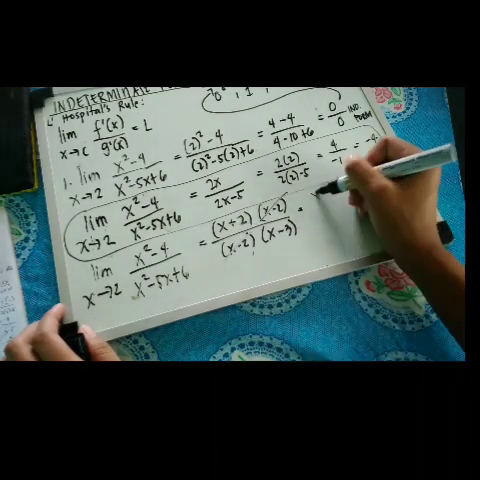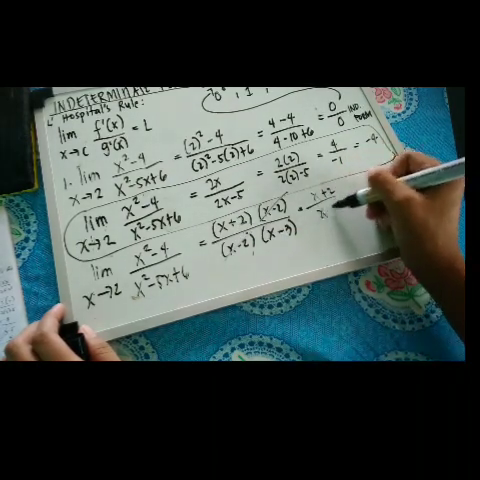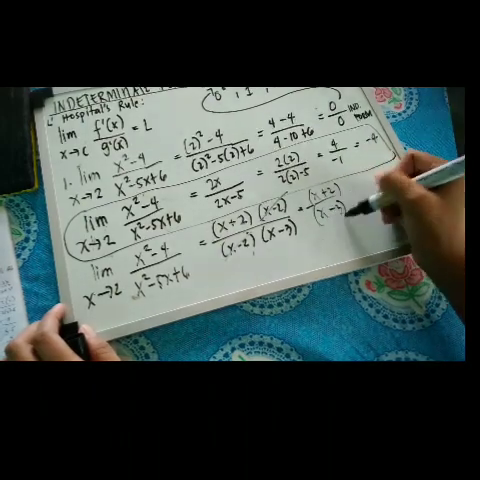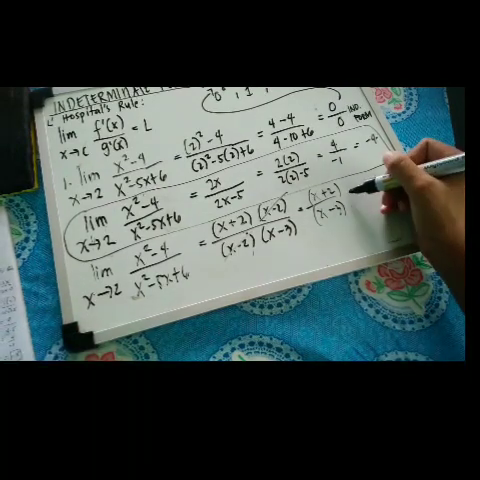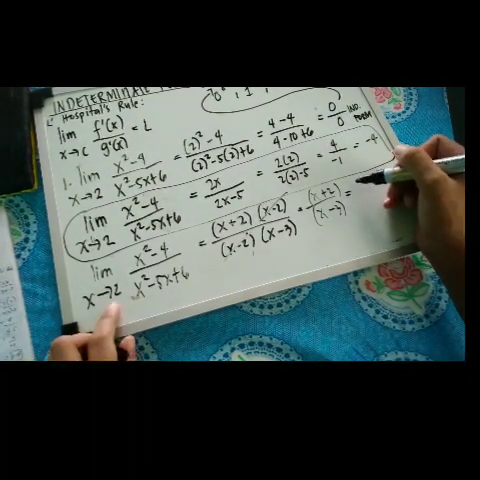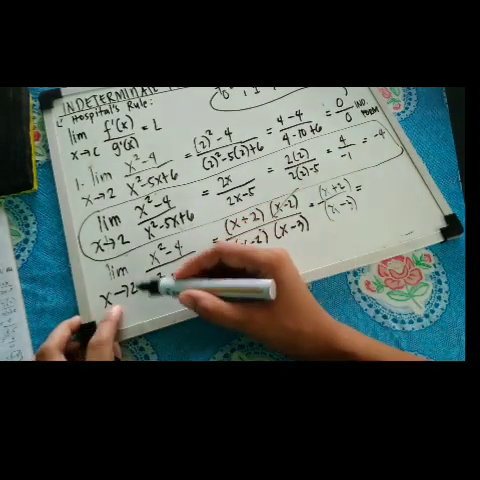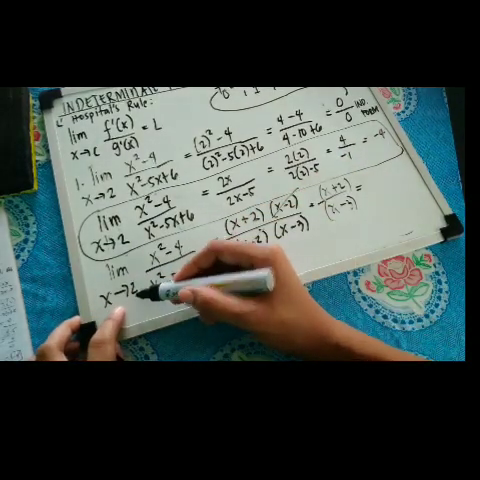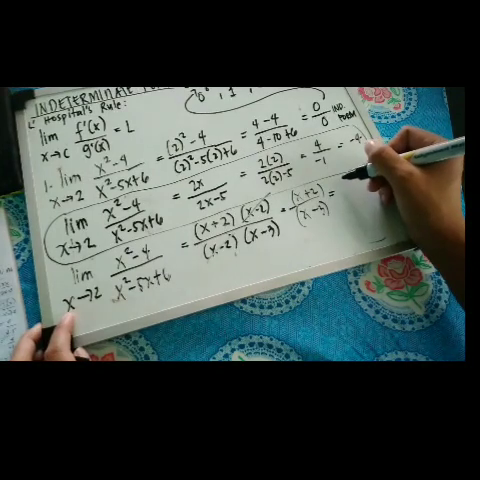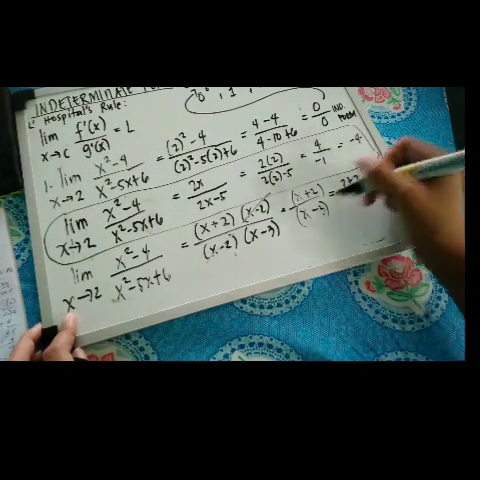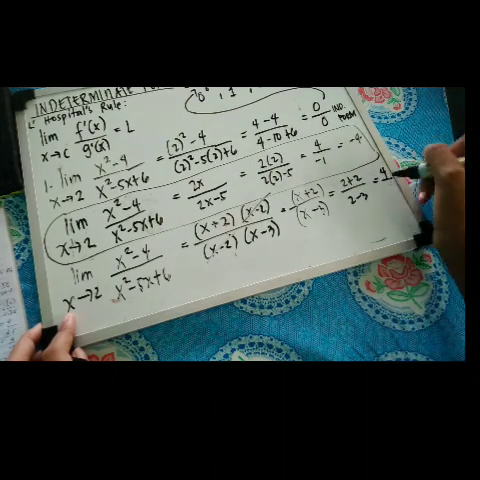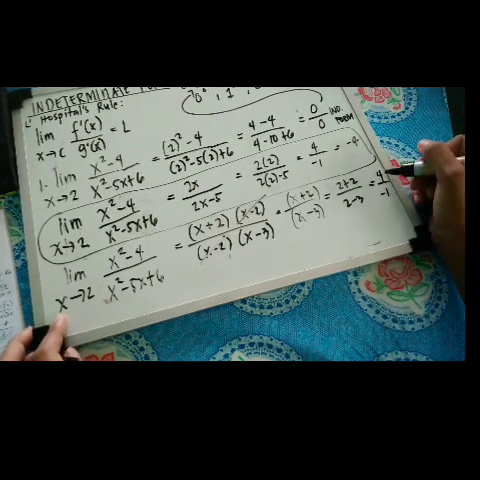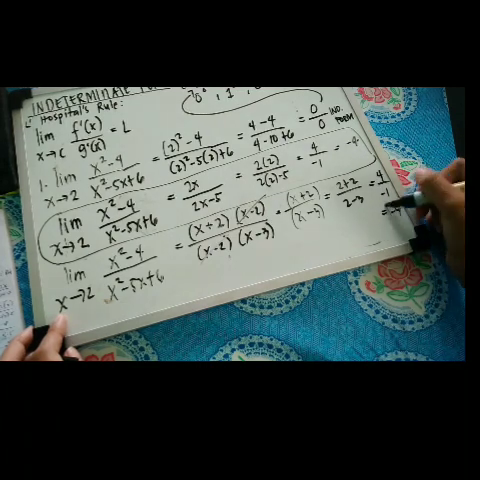So now you have x plus 2 over x minus 3. You can't conclude that this is the final answer. The next step is to substitute the value of x. Since the limit approaches 2, we substitute: 2 plus 2 over 2 minus 3. 2 plus 2 is 4, 2 minus 3 is negative 1. So 4 divided by negative 1 is equal to negative 4.